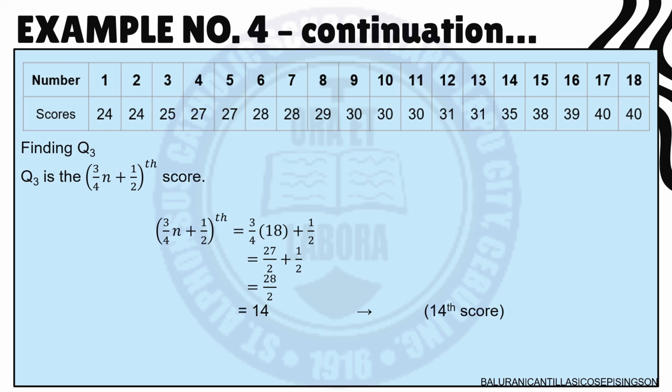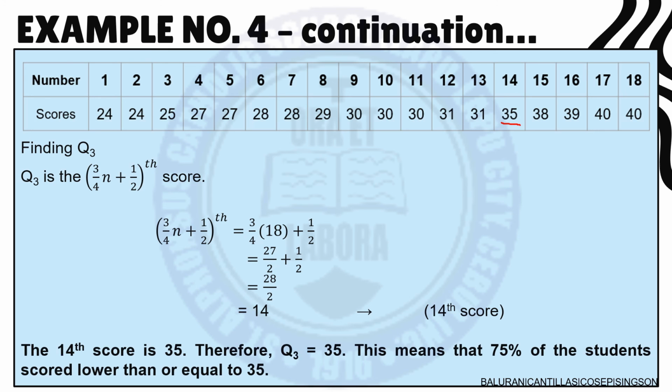Then the 14th score is equal to 35. Therefore, our third quartile is equal to 35. This means that 75% of the students scored lower than or equal to 35.